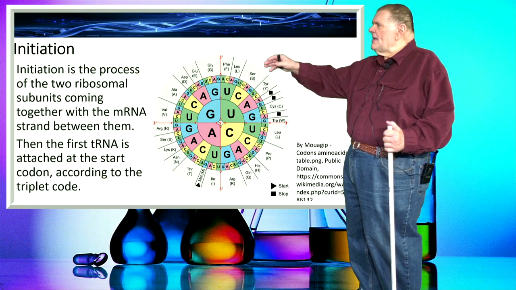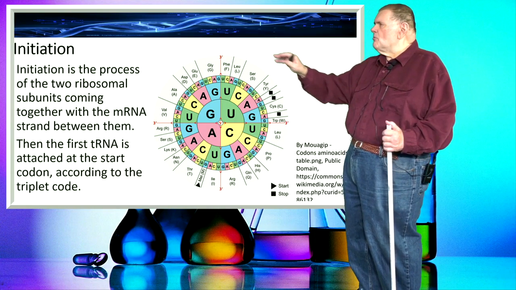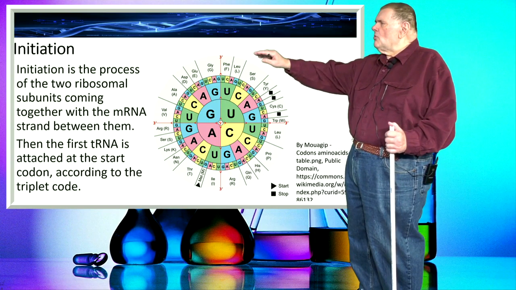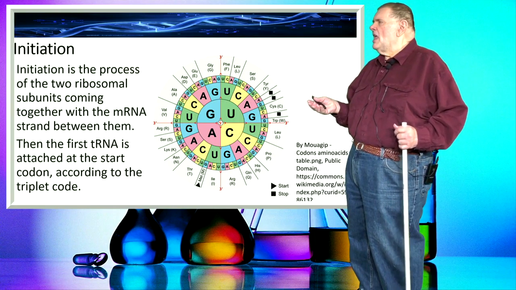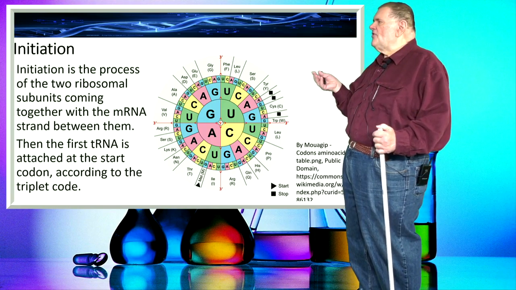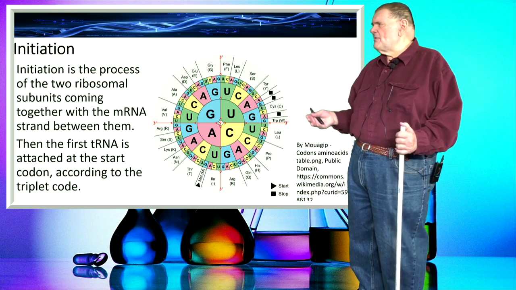And I like this diagram. It used to be in the form of a table, but the circle makes it so much easier, in my opinion. So in the middle, you have G, U, A, and C. So you look at your triplet code. Let's say you have a triplet code of G, C, A. Well, what will that translate to for an amino acid?